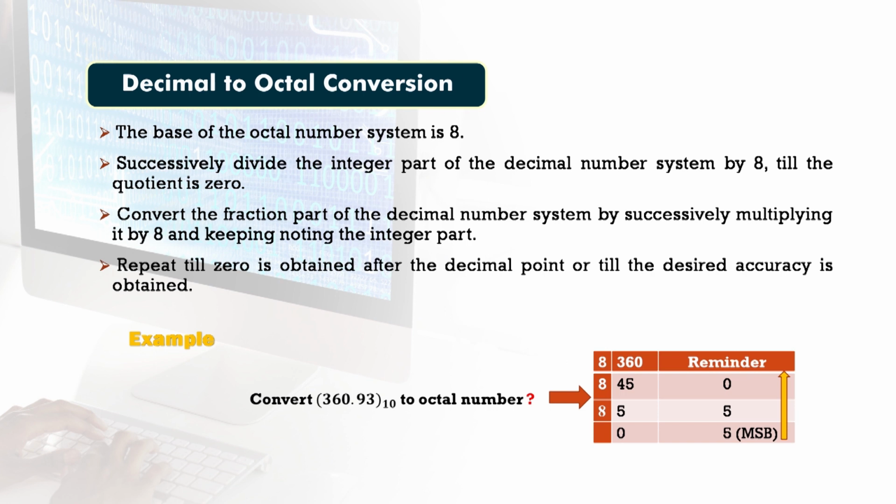Now I have to convert the decimal number 360.93 to an octal number. First we convert the integer part of the decimal number, that is 360. We successively divide it by the base of the octal number system, that is 8. First we divide 360 by 8, we get 45 with remainder 0. Then again we divide 45 by 8, 8 5s are 40, with remainder 5, and the final quotient which remains, that is 5, becomes the most significant digit.